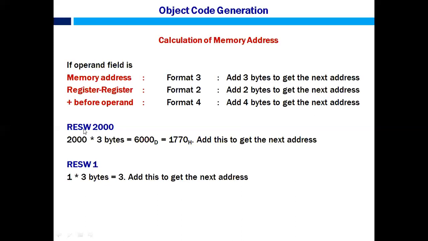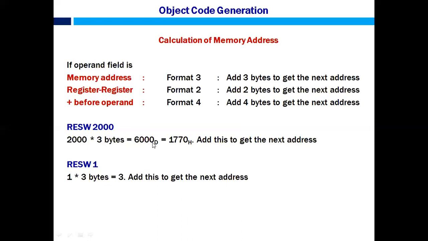So what do you mean by reserve word? Let us see. We have to reserve word, how many words? 2000. So reserve word means one word takes 3 bytes of memory in SIC machine, in SIC XE machine. Okay, that you should know. So one word is equal to 3 bytes. So how many words have they given? 2000 words. So 2000 into 3 bytes, we will get 6000.